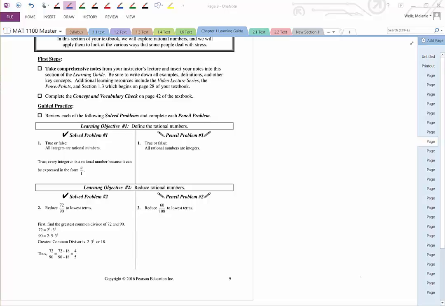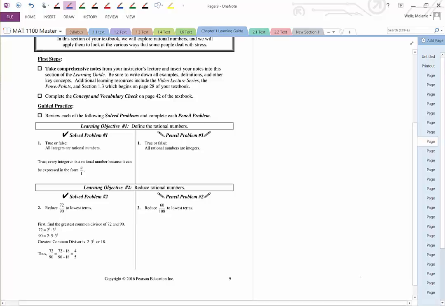Now let's look in this section 1.3 learning guide, and we're going to start out with number 1 pencil problem that says true or false, all rational numbers are integers. Now remember that rational numbers simply means that I have numbers that can be written as a fraction.